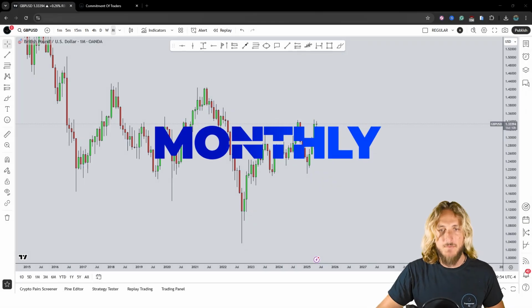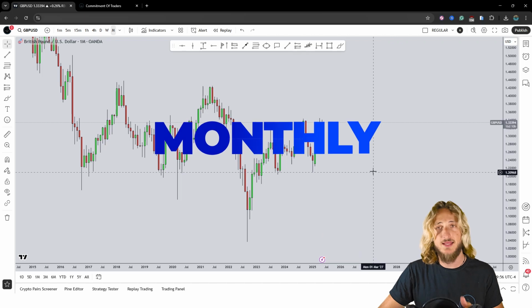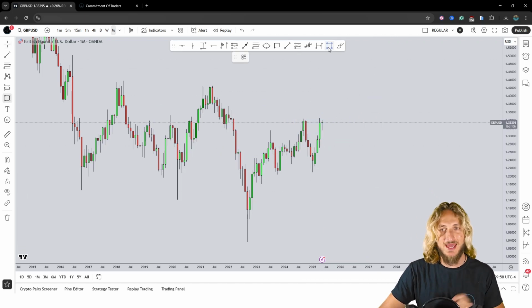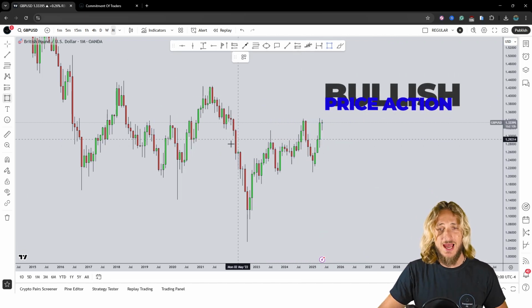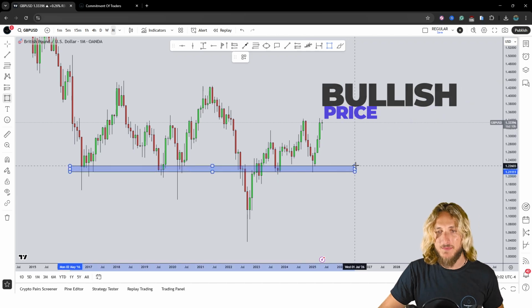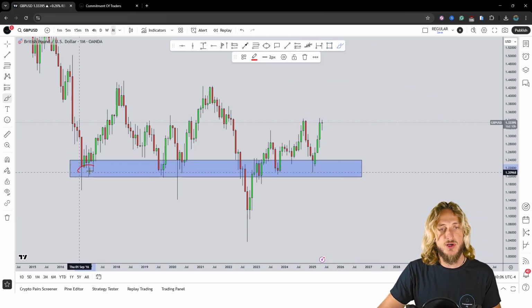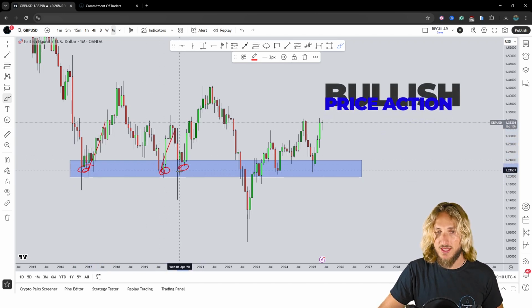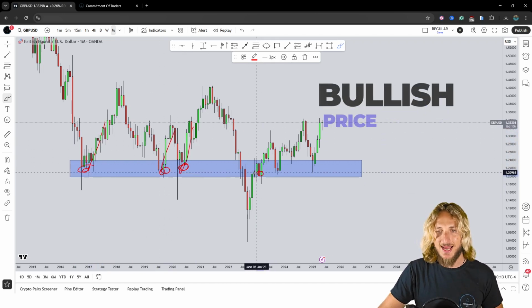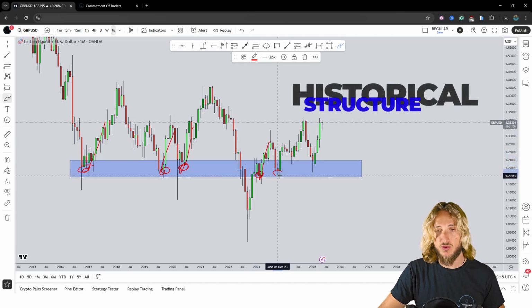Starting here from the monthly time frame, what we can see is that at the moment we have a market which is testing and rejecting to the upside a quite strong historical monthly structure level. In fact, what we know is that from here, all these previous massive rejections to the upside have been created. So this level has been acting as a strong historical structured zone for many years.